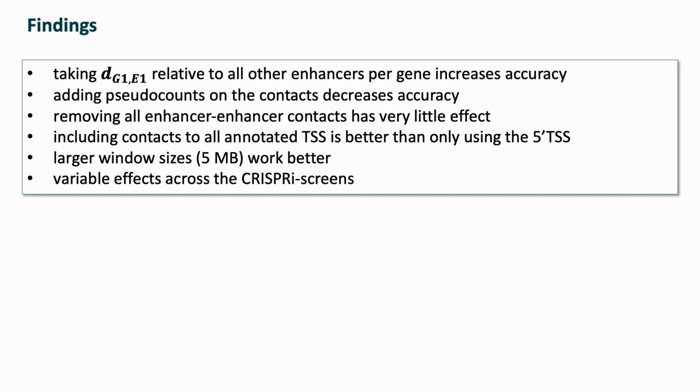What we also did is we tried a lot of different things, changing the setup of the networks to see how this impacts the prediction accuracy for the enhancer-gene links. And what we found is that if you take the delta score relative to all other enhancers per gene, it works pretty well, it improves the accuracy. Adding pseudocounts on the contacts, however, works pretty badly, because I guess you just blow up the network and get too many edges. But we also saw that if we remove the enhancer contacts, it doesn't really change much, which was a little bit disappointing, to be honest.